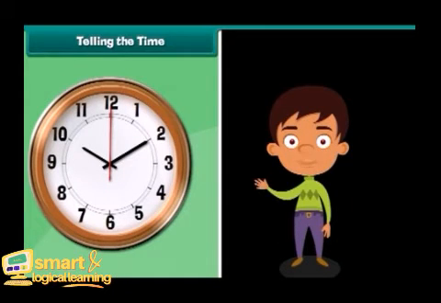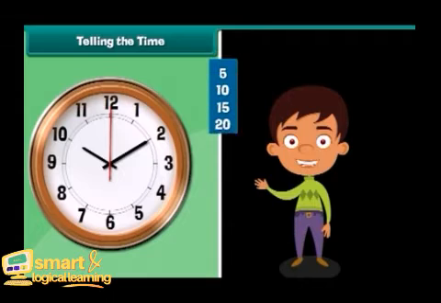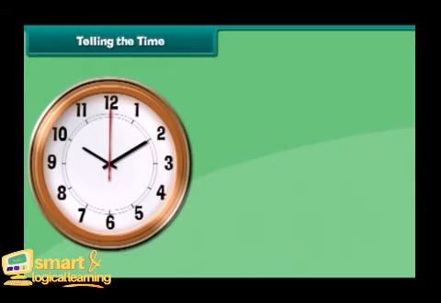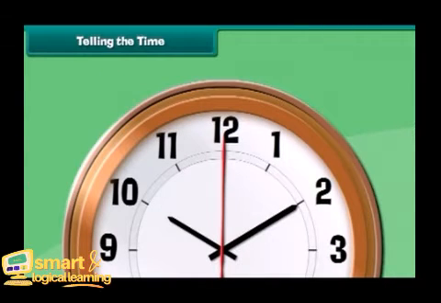Let us now learn to read time. Do you all know the table of 5? Let's revise it. The table of 5 is displayed on the screen. You can read the time easily if you know the table of number 5. The minute and hour hands are read differently. To know the position of the hour hand, we read the numbers written on the clock face.